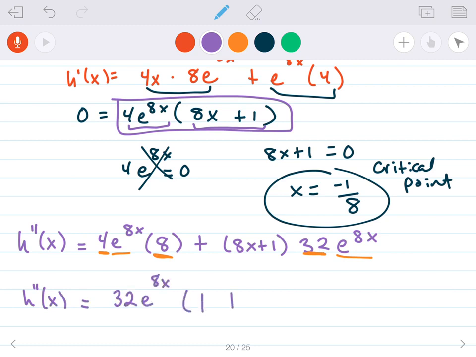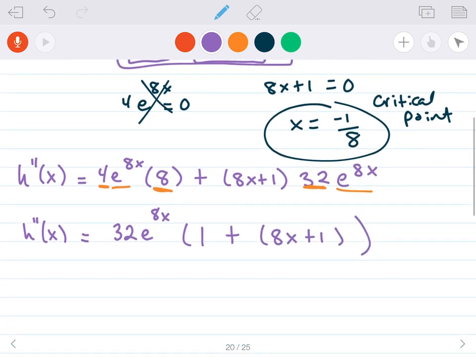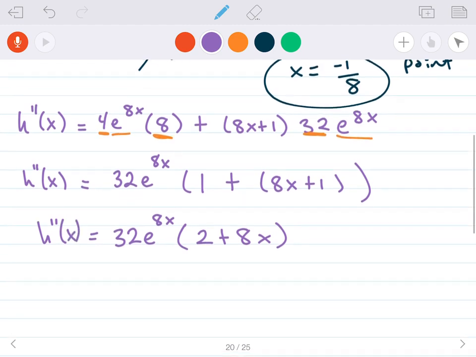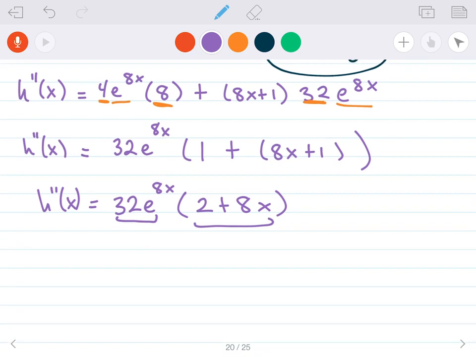We get 1 plus, then we have 8x plus 1. If I simplify the inside, just to make this look a little bit nicer, I get 2 plus 8x. And now what I want to do to find the possible inflection points is set each of these things equal to 0. There's no denominator here, so I don't have to worry about undefined things. I'm just going to set the factors equal to 0.